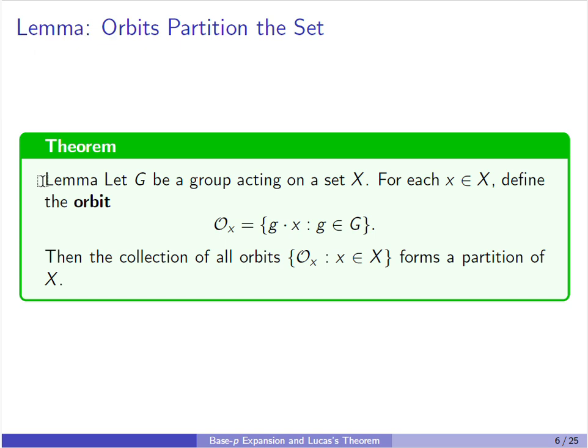So you can ignore this here and just focus on this. I think I need to rub that off. So ignore this. This is a theorem. The theorem is that if you have a group G acting on a set S, then for each element of S you have the orbit as we have defined before, and the collection of all the orbits forms a partition of the set S. So you can partition the set into orbits.